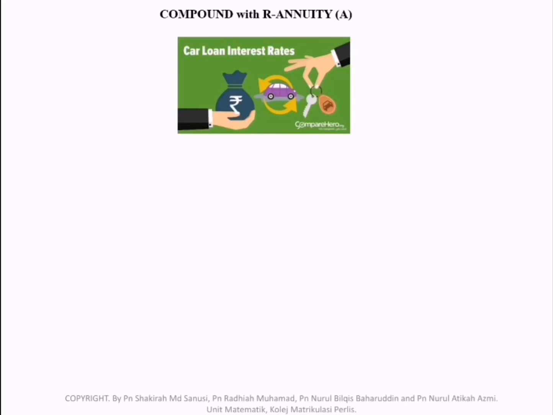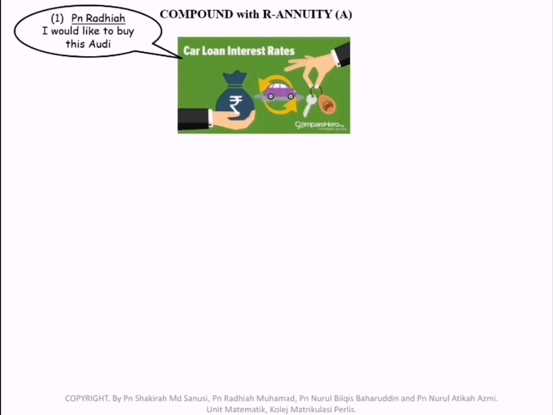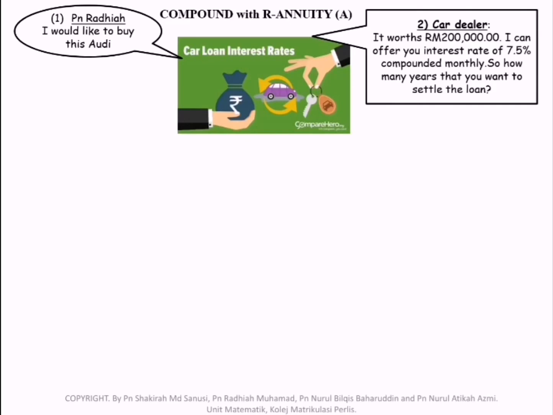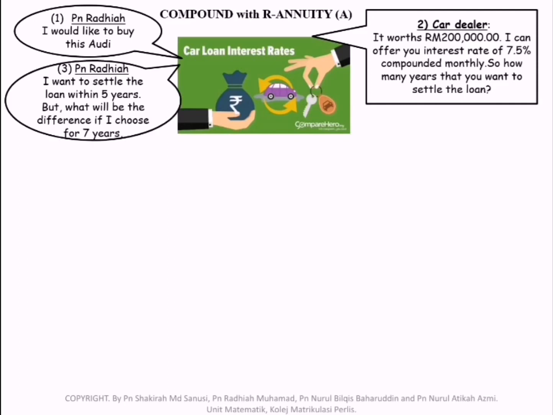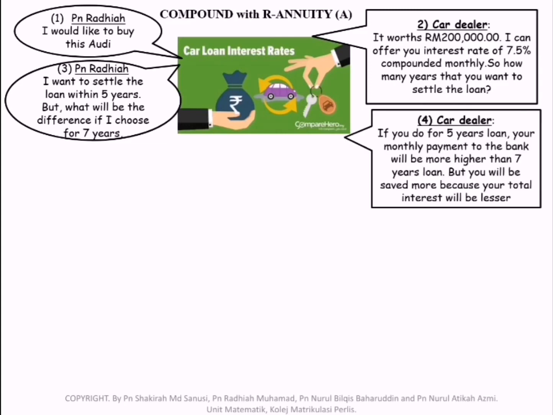This is the situation for compound annuity A, car loan. Hi, sir. Yes, Miss. How can I help you? I would like to buy this Audi. It is RM200,000. I can offer you an interest rate of 7.5% compounded monthly. So how many years do you want to settle the loan? I think I can do it in 5 years. But if I want to do it for 7 years, what will be the difference, sir? If you do a 5-year loan, your monthly payment to the bank will be higher than for a 7-year loan. But you will save more because your total interest will be lesser.